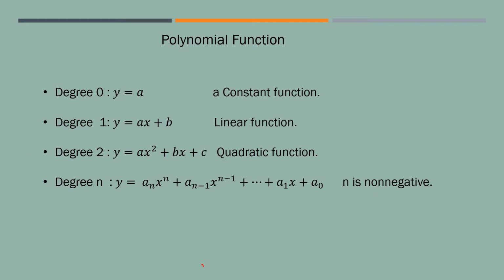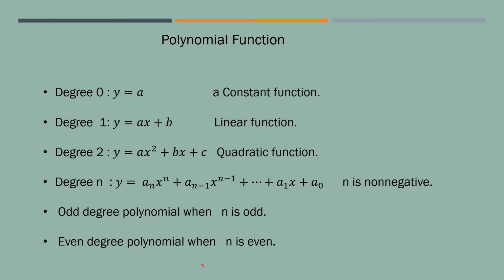And the general equation y equals a_n x to the n plus, etc., plus a naught, which is of degree n, is also a polynomial and is of degree n. We can call a polynomial an odd degree polynomial when n is odd, and the polynomial becomes an even degree polynomial if n is even.